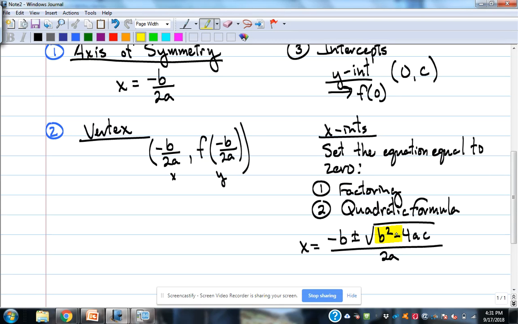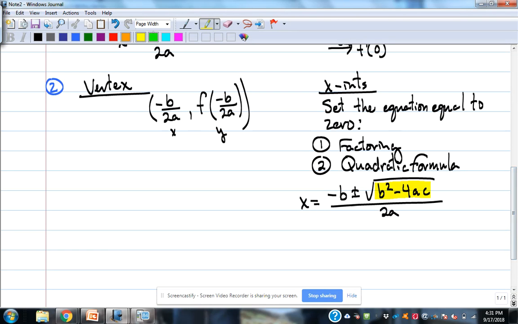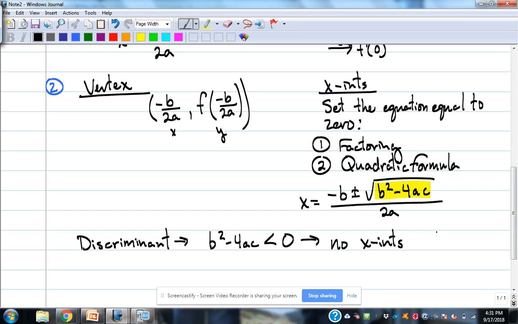This part that's underneath the square root has a special name. It's called the discriminant. The discriminant discriminates what kind of answers you're going to have. If the discriminant, b squared minus 4ac, is less than 0, what that means is that you have no x-intercepts. Those answers are complex numbers. Remember taking the square root of a negative, pulling that i out of there, that's where that's coming from.